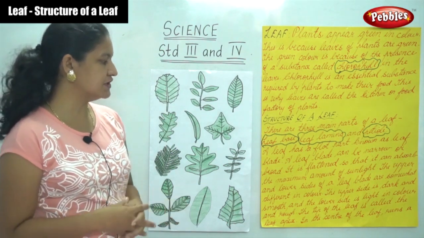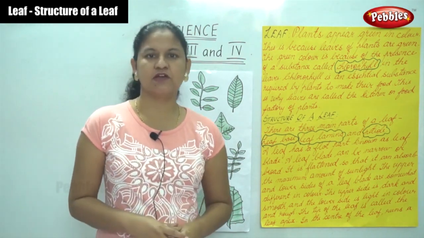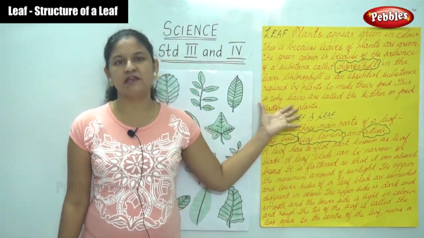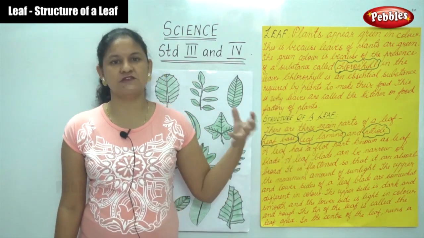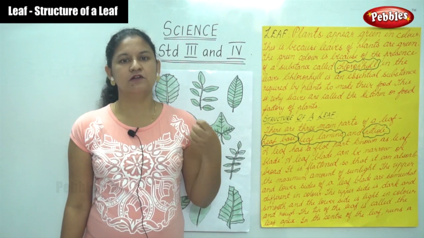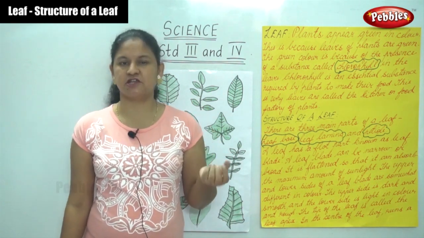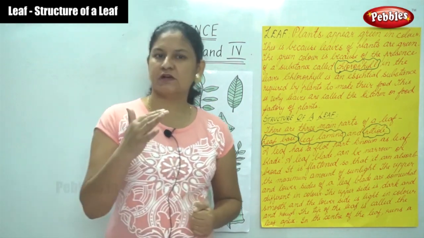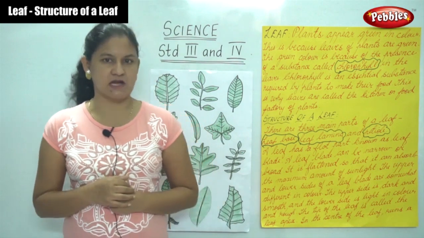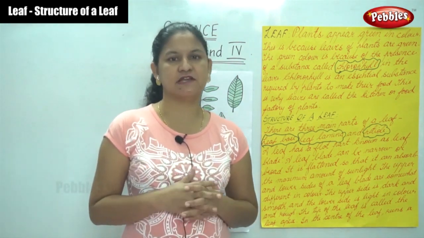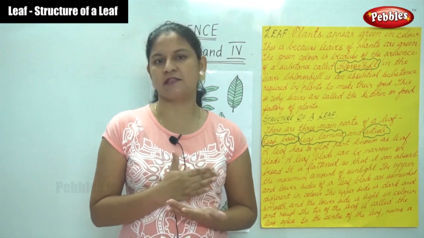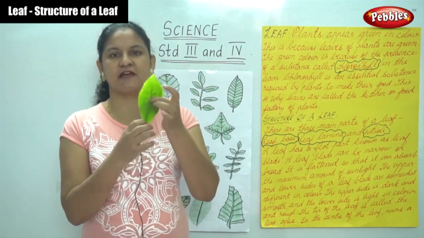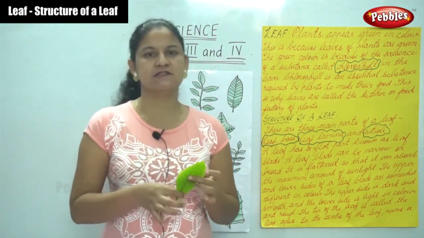Then let us move on to the center of the leaf. I hope you have understood the leaf and why it is green in color. It is green because of the presence of a substance called chlorophyll, which is very essential because it helps the leaf to prepare food, and hence a leaf is called the kitchen or the food factory of a plant. We have also seen the structure of a leaf, that is the leaf base, the leaf lamina and the petiole, and that the leaf is flat so that it can absorb the maximum amount of sunlight.